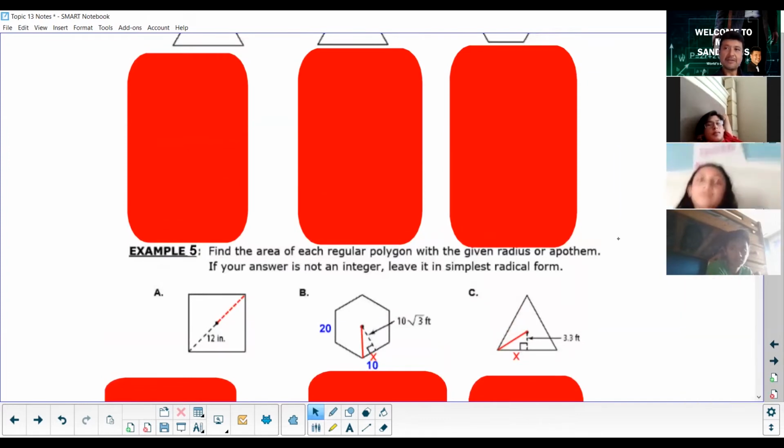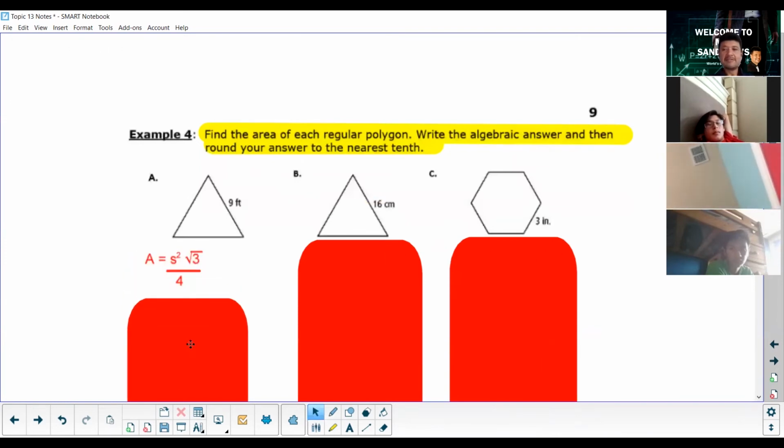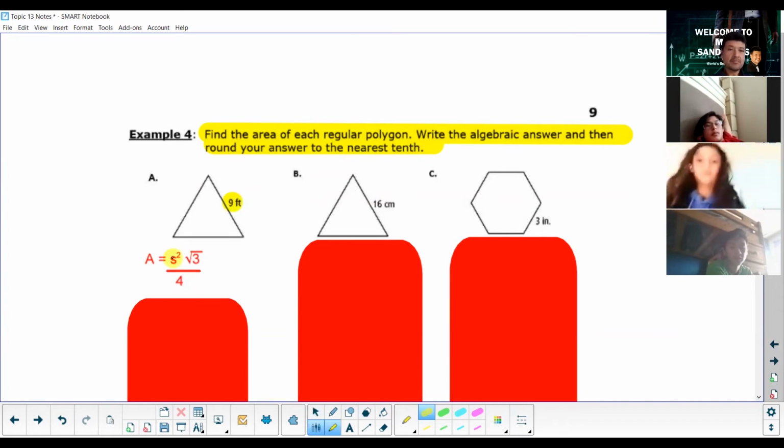See, I think if I use my finger, it won't work better. There it is. All right, here's the equation, Marcus. You see it? Okay, so what's the only thing I really need? The side, which is 9 feet. So you're just going to plug that one thing in.